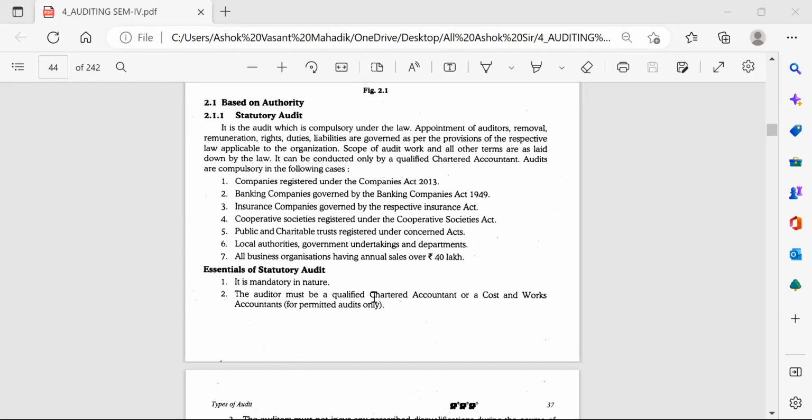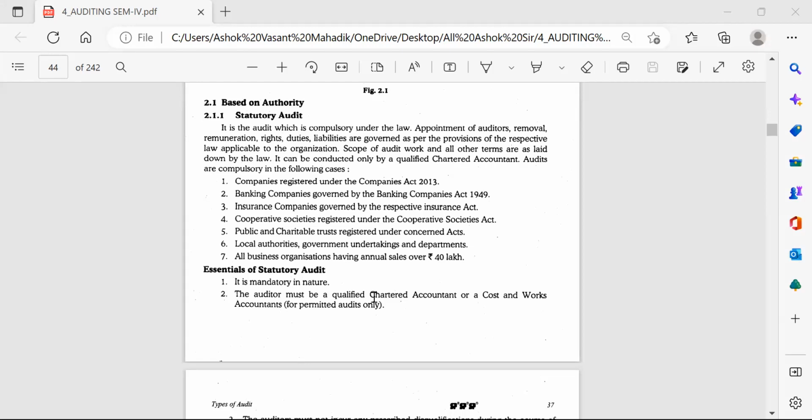These are mandatory, compulsory. You can't skip these audits. These companies have to get their books of accounts audited. Therefore, they are called statutory audit, audit required by statute or law. Here, I'll just read a few lines. It is an audit which is compulsory under law. Appointment of auditors, removal of auditors, remuneration, their rights, duties, coverage, everything is governed by law. It means in the act, everything is given.